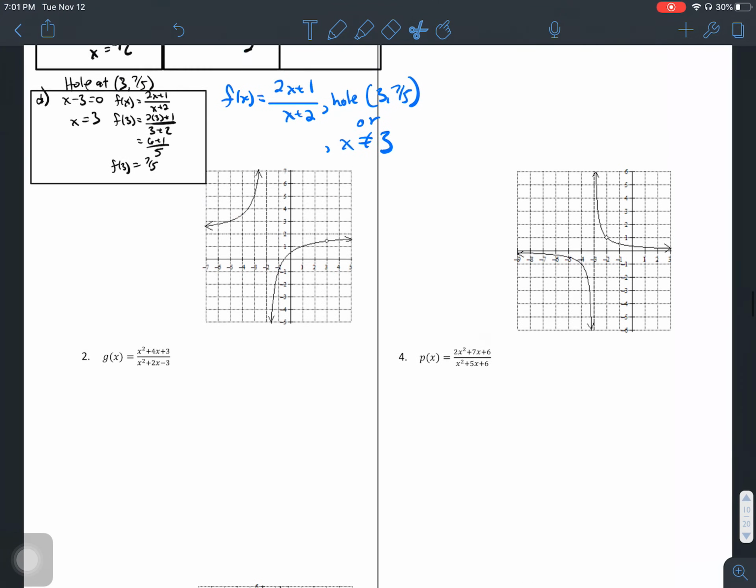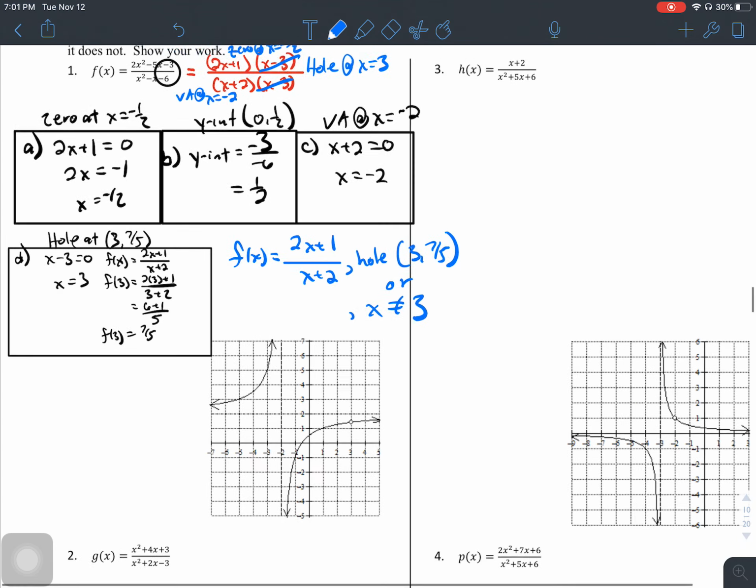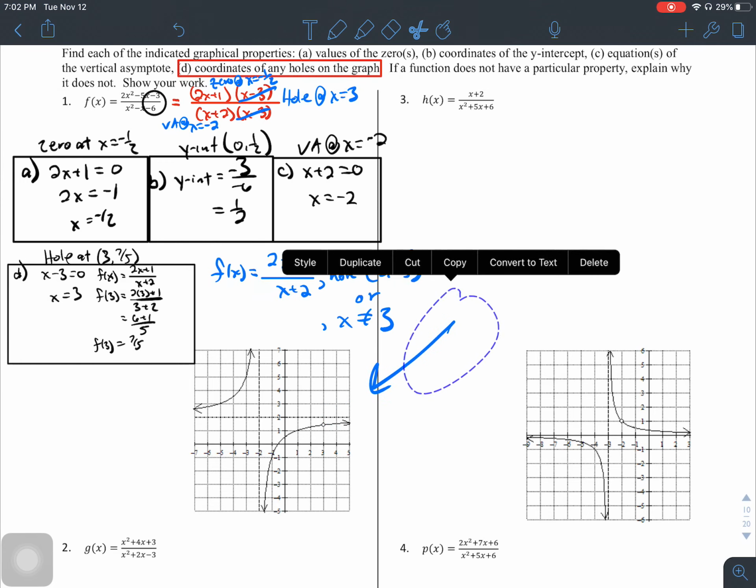All right, before we check the next one out, let's just confirm. Let's look at our graph here. So all this stuff makes sense. We have a 0 at -1/2. That's what it says right here. Look, we get a 0 at -1/2. We have a positive y-intercept of +1/2. We have a vertical asymptote at -2. Look, our graph has a vertical asymptote at -2. We have a hole at 3, 7/5. We have a hole at 3, and this could be 7/5. Bravo.